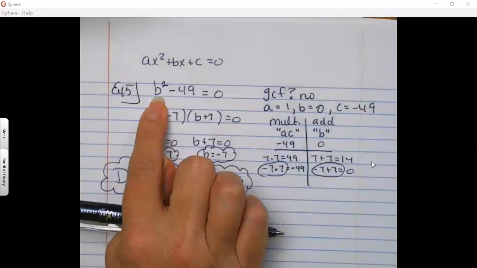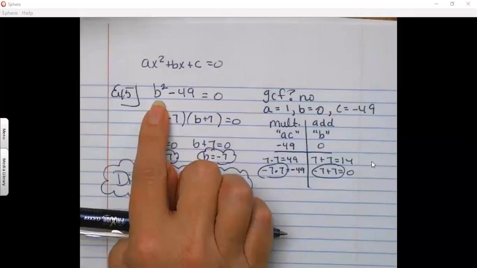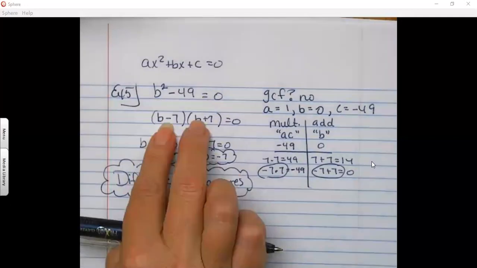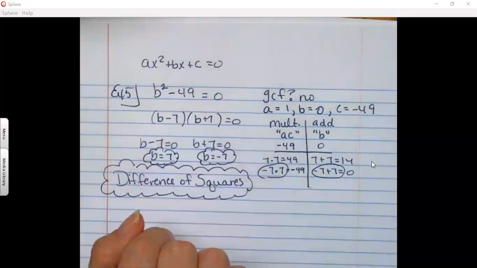What do you multiply by itself to give you b squared? What's b times b? B squared. So the square root of b squared is b. That's the first term in each set of parentheses. The second term, what's the square root of 49? 7, because 7 times 7 gives us 49. Notice the second two terms were both 7s.